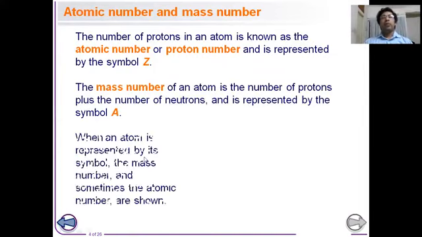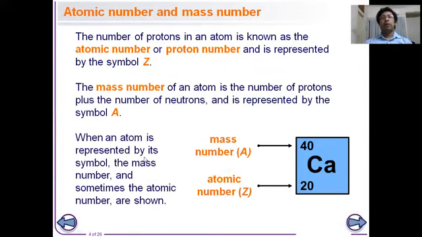Well, atomic number, we know, is the number of protons, and it is denoted by Z, and mass number is the sum of the proton number and neutron number, as these two particles exist inside the nucleus. So the mass number is also called nucleon number. Here the example is shown in the slide.